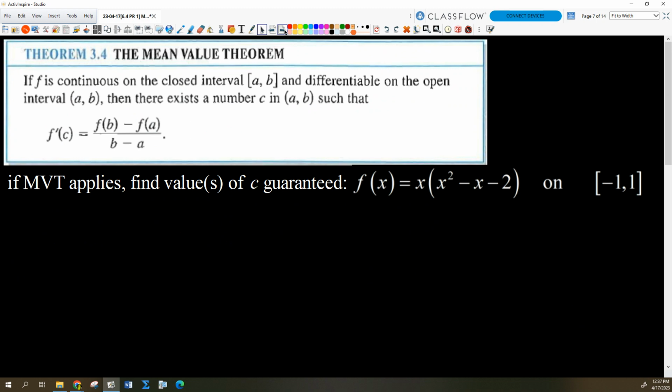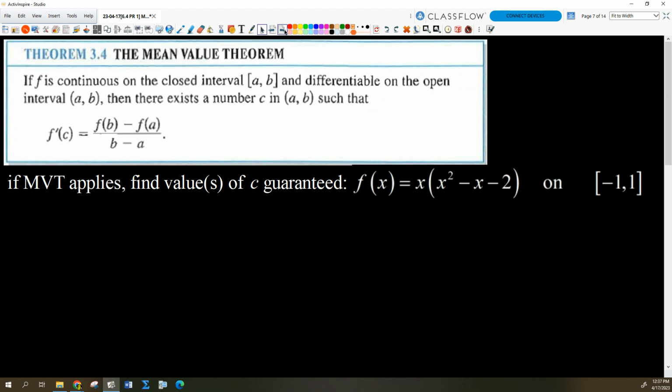Okay, so here would be a kind of problem you're going to see. Let's take the function f of x equals x times the quantity x squared minus x minus 2 on the closed interval from -1 to 1. So we want to see two things. First of all, does MVT apply? Do we meet the criteria? And if we do, then we're guaranteed at least one value of C. Now let's go find the values.